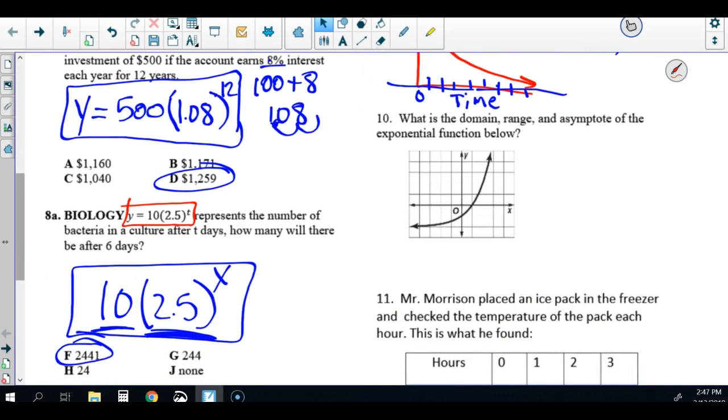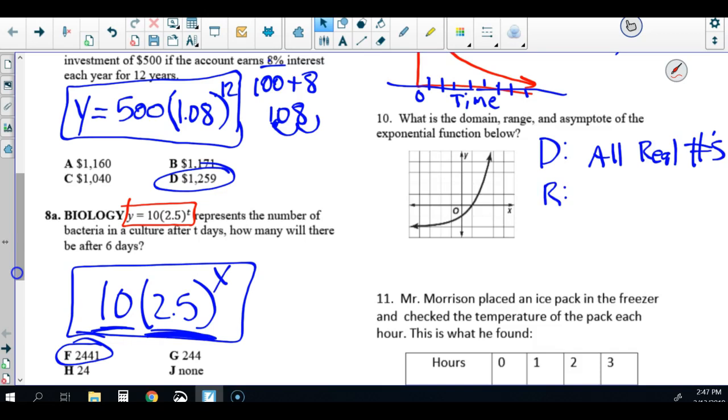Number 10, what is the domain, range, and asymptote of this exponential function? Let's start with domain. Wall to wall. X goes forever to the left, expands forever to the right. All real numbers. A range, floor to ceiling.